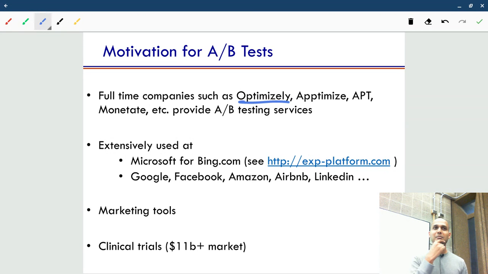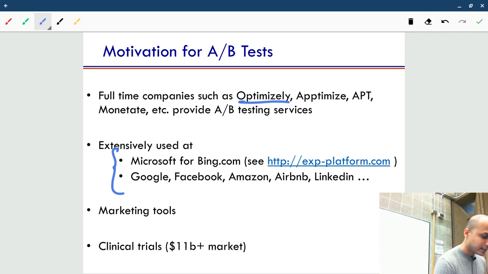Optimizely. So many of the web properties that you visit, many of the web pages, if you look at the scripts being loaded, in addition to tracking scripts, there are scripts from Optimizely or Optimize, which will actually do A/B testing in real time for that web property, like any website that you go to.